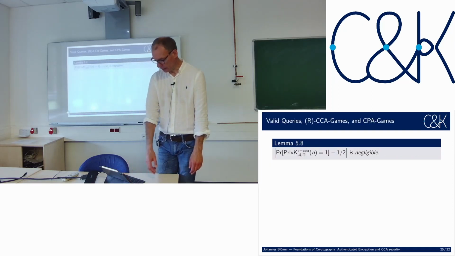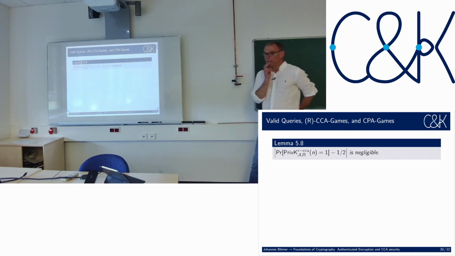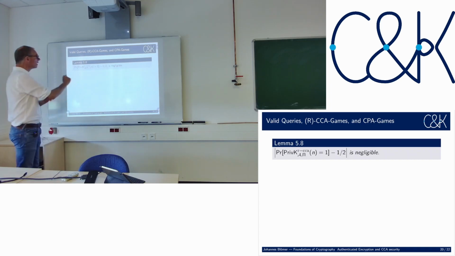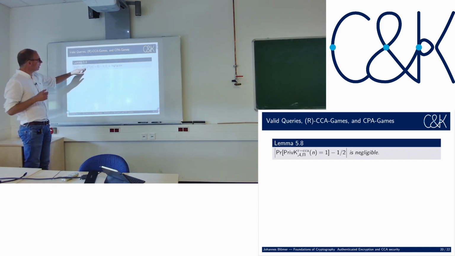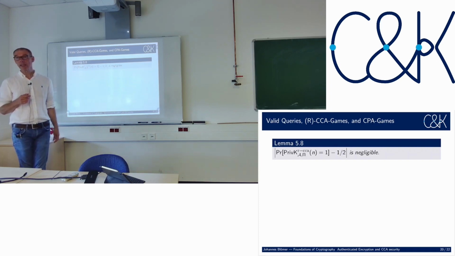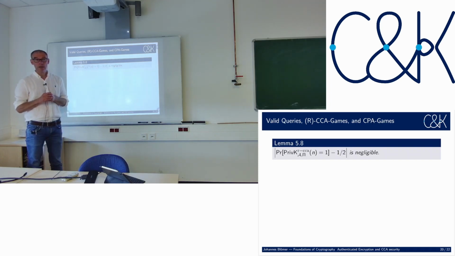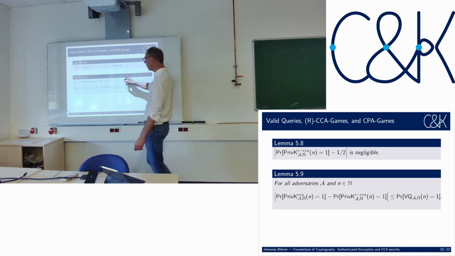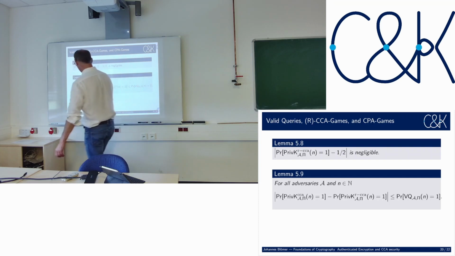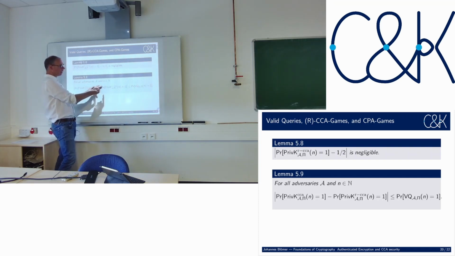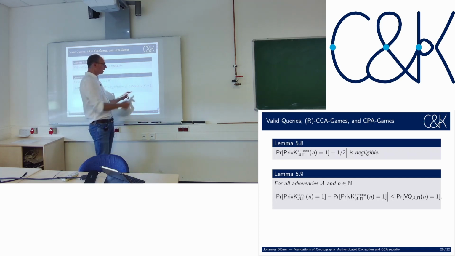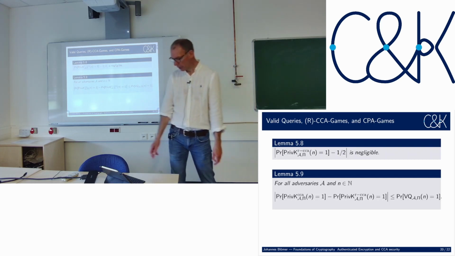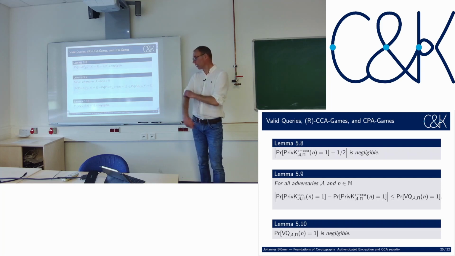Let me skip this difference lemma for the time being. So now what we prove is the following. We first prove that, as I said, the probability that an adversary A wins the RCCA game against an authenticated encryption scheme minus 1/2 is negligible. Then we prove that for all adversaries A and all n, the difference in probabilities that A wins the CCA game and that A wins the RCCA game is bounded by the probability that a valid query occurs in the CCA game. And the third lemma that we prove is that this probability here is negligible.